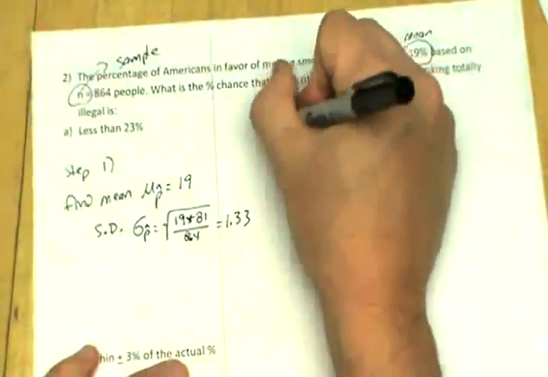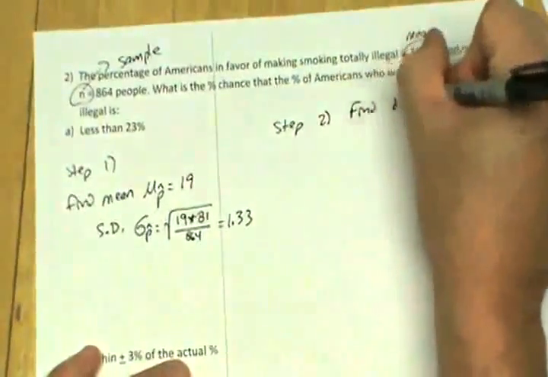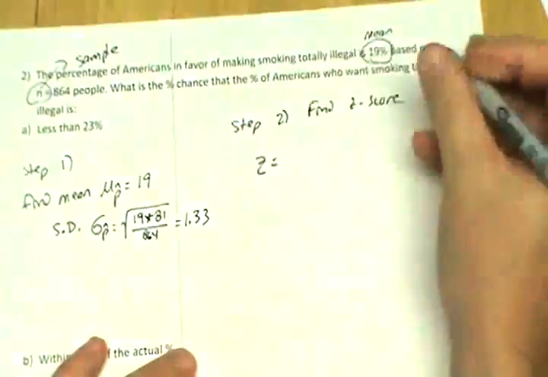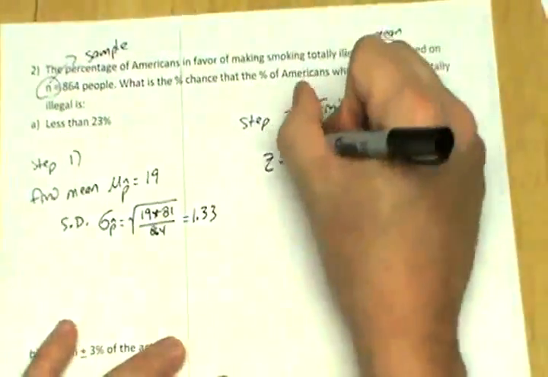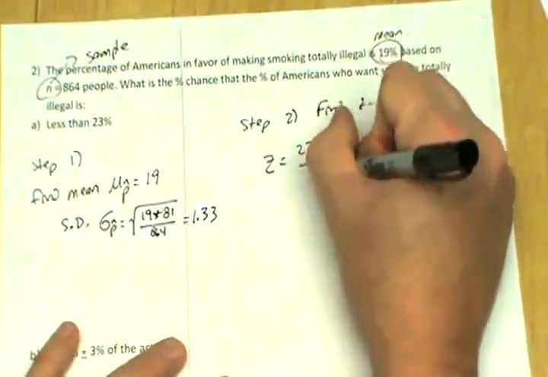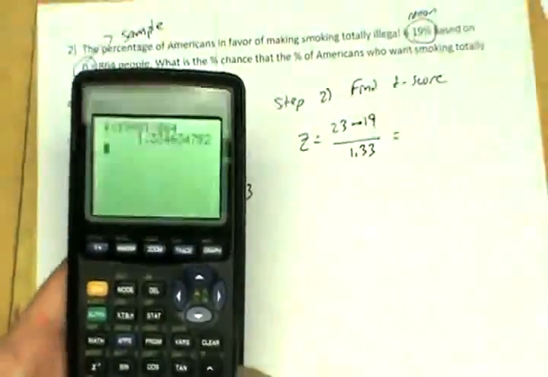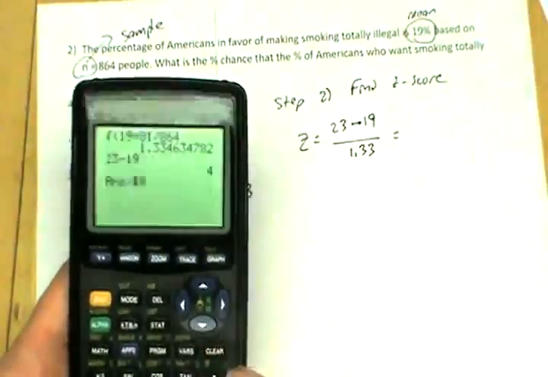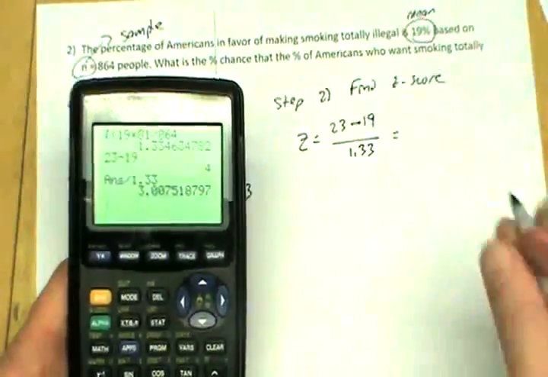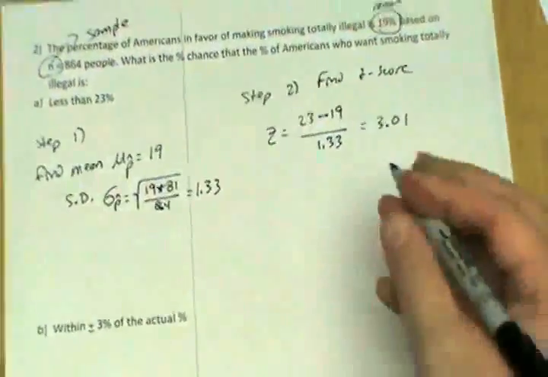Okay. So step number 2, find the z-score. So the z-score is data, and that's the question, so 23, minus the mean, 19, divided by the standard deviation of 1.33. So 23 minus 19 divided by 1.33. 3.01 is my z-score.